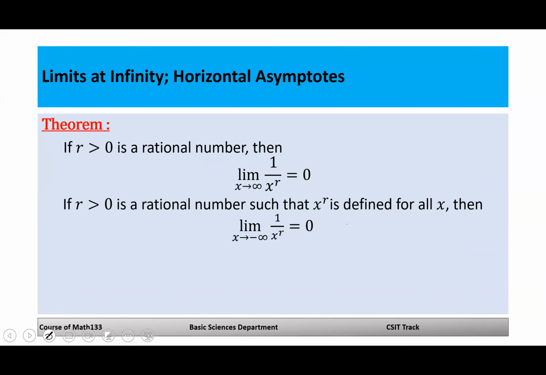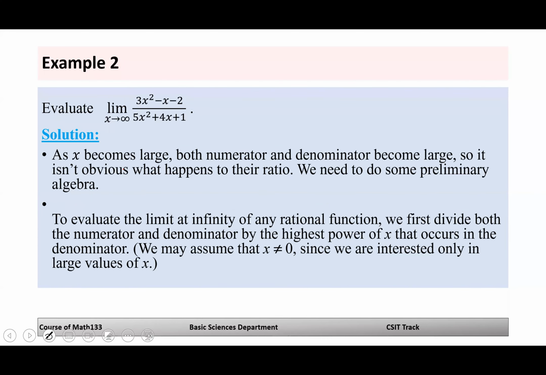Now we have this theorem that we will use in many situations. If r is a positive rational number, then 1 over x to the power r approaches 0 when x approaches plus or minus infinity. It doesn't matter, since we will have x to the power r large for plus or minus infinity. So we'll use this theorem to evaluate limits now without a calculator. We will use the rule to compute this limit here.